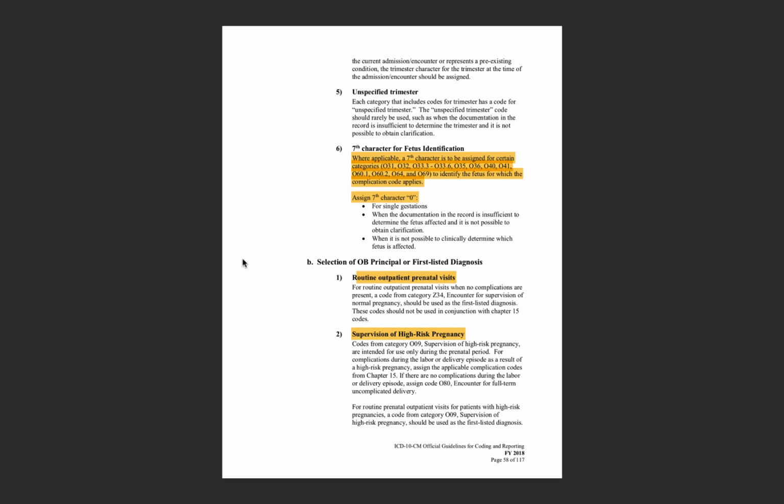Where applicable, a 7th character is to be assigned for certain categories, and the categories are listed in parentheses, to identify the fetus for which the complication code applies. Assign 7th character 0 for a single gestation, or when the documentation in the record is not sufficient to determine the fetus affected and it is not possible to obtain clarification, or when it is not possible to clinically determine which fetus is affected. Now let's talk about the selection of the OB principal or first listed diagnosis.